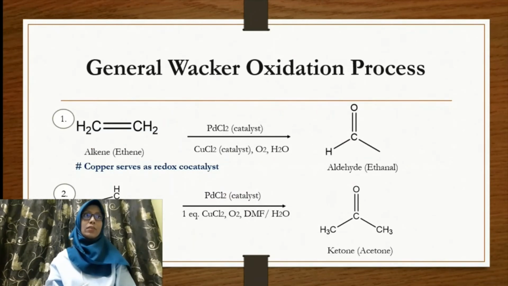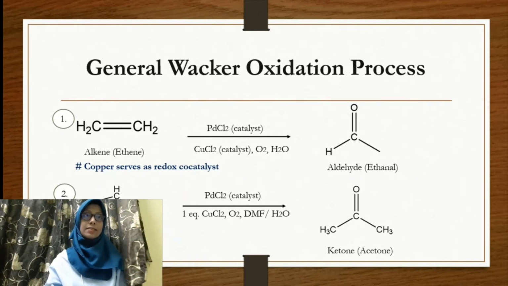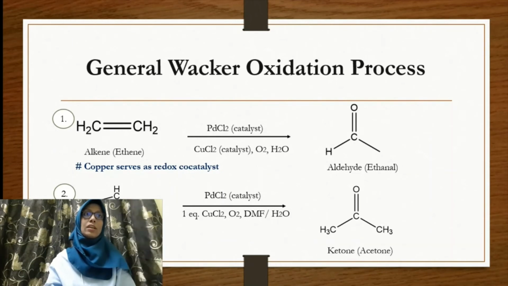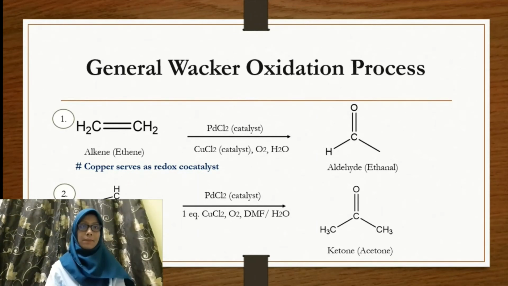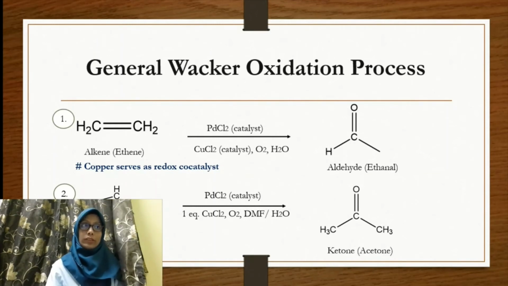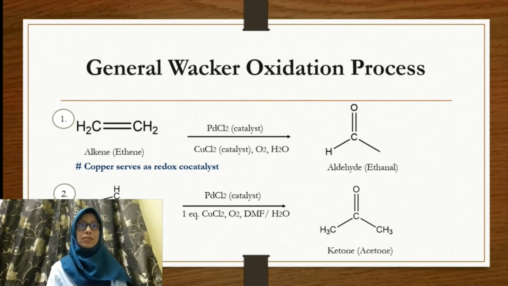The general Wacker oxidation process, the first example shows that alkene, which is ethylene, will react with PdCl2 as a catalyst, and CuCl2 will also act as a catalyst with the presence of oxygen and water to produce an aldehyde, which is ethanal. The second example shows alkene, which is propene, will react also with PdCl2 as a catalyst and CuCl2 with the presence of oxygen, DMSO or water to produce a ketone, which is acetone.